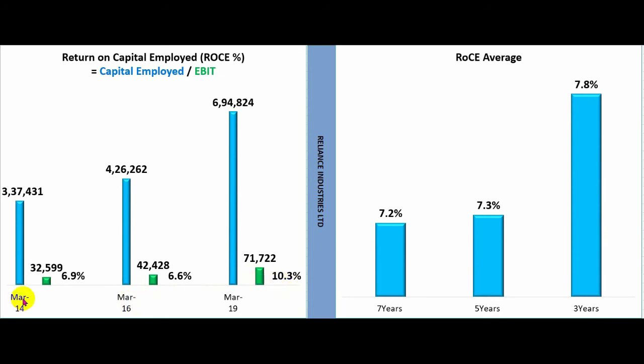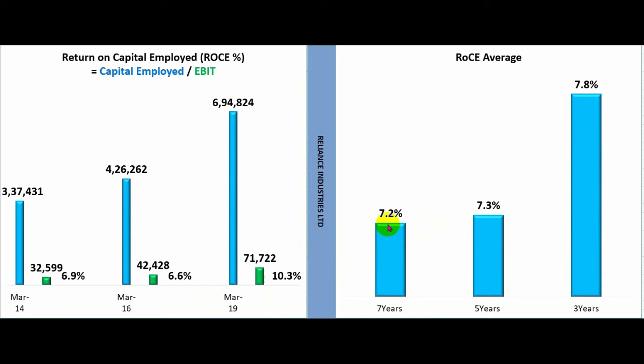So that's 10.3%. As I mentioned earlier, we want it to be as high as possible. In 16 and 14, the return being generated was quite low at 6.9%. On an average basis, if we see, the 7, 5 and 3 years were all below 8%. So in March 19, the 10.3% that the company generated was above its average.